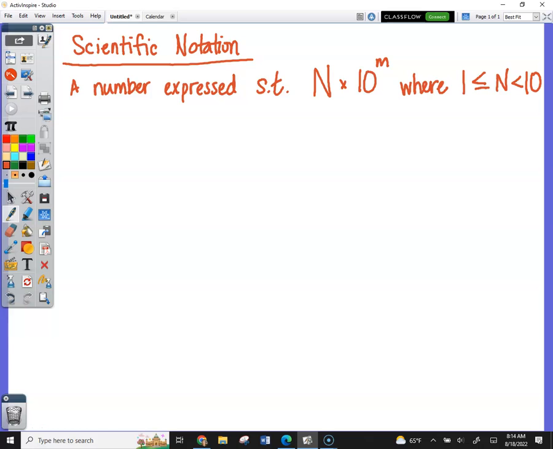Because if the number is 10 or higher, then you're technically not writing it in the correct notation. You should be able to raise it to another power, and then that would take care of that 10. So there's a restriction on the number. It has to be between 1 and up to 10. And n is a decimal. M is an integer. Y'all are used to exponents being integers.